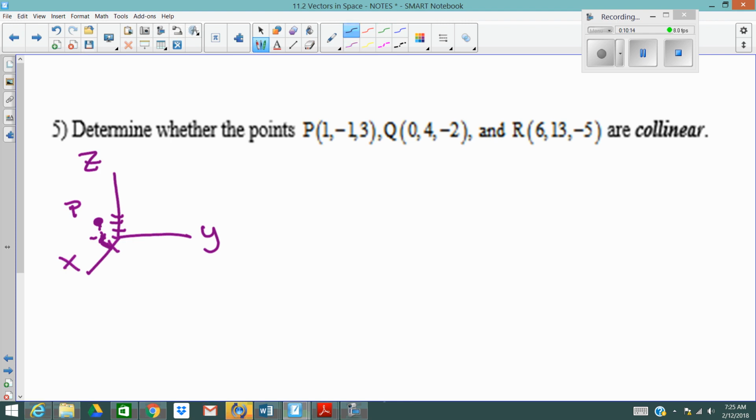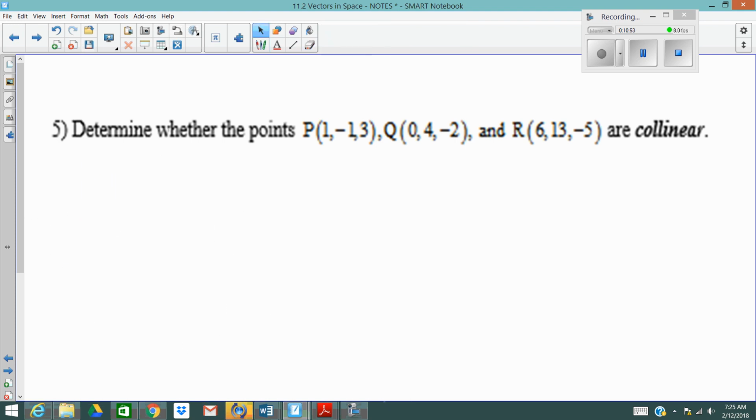Our point Q is 0, 4, -2, so none on x, but we go right 4, and then down 2, so there-ish. And then 6, 13, -5, same idea, 6, 13, and then -5 would be down, so it'd be somewhere down over here. It's really hard to see three-dimensional points and to graph three-dimensional points, which is why we typically don't do them without the use of technology.